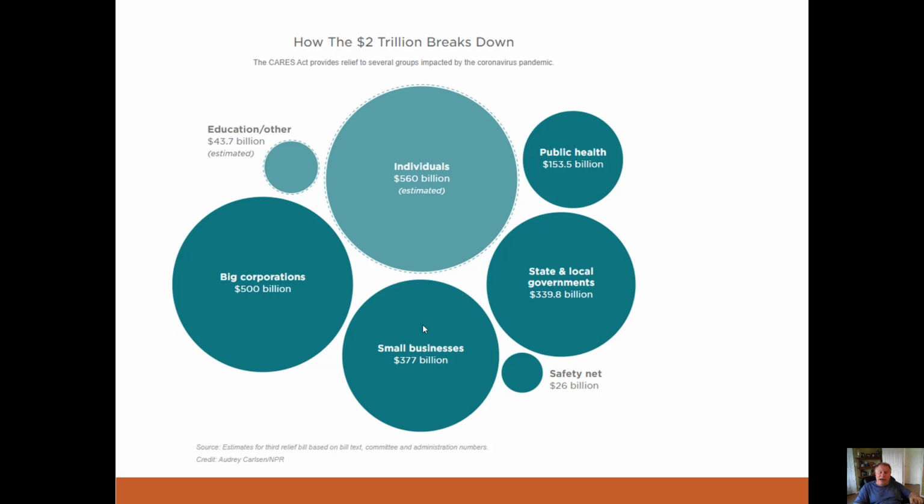Small business got $377 billion. And remember, 85% of Americans work for a small and medium-sized business. So there seems to be a disconnect here, but I might be editorializing. State and local governments got $339, public health $153 billion, education $43.7, and then safety net programs around 26. So it provided to a lot of different groups.